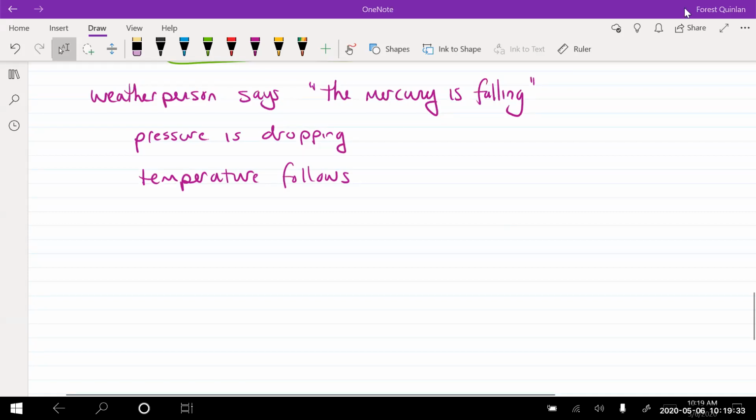So the weatherverse says, so the mercury, what they're really talking about is the pressure. That's what they're really talking about. Temperature will follow.